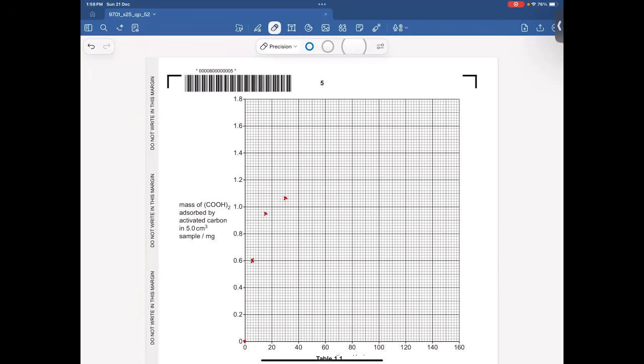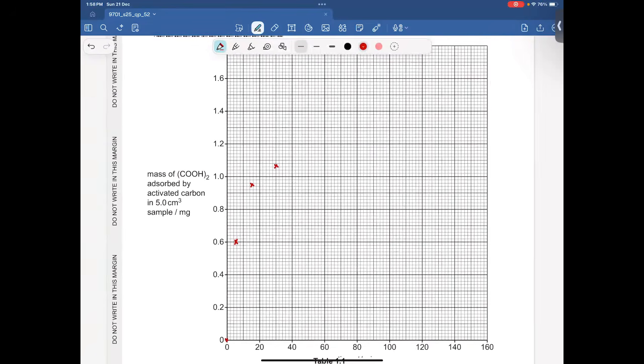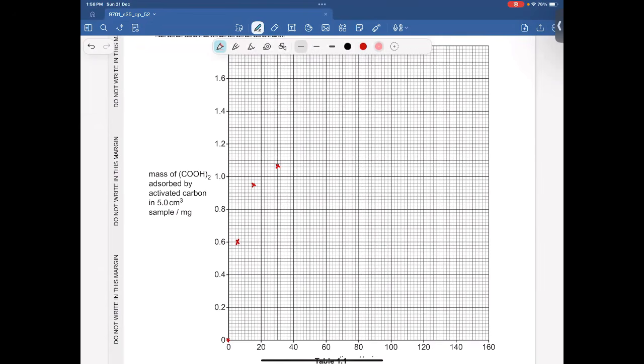40, 42, 44, 45, 1.51. It's very, very tough to read that for me. 40, 42, 44, 45. I think this is going to be the point.